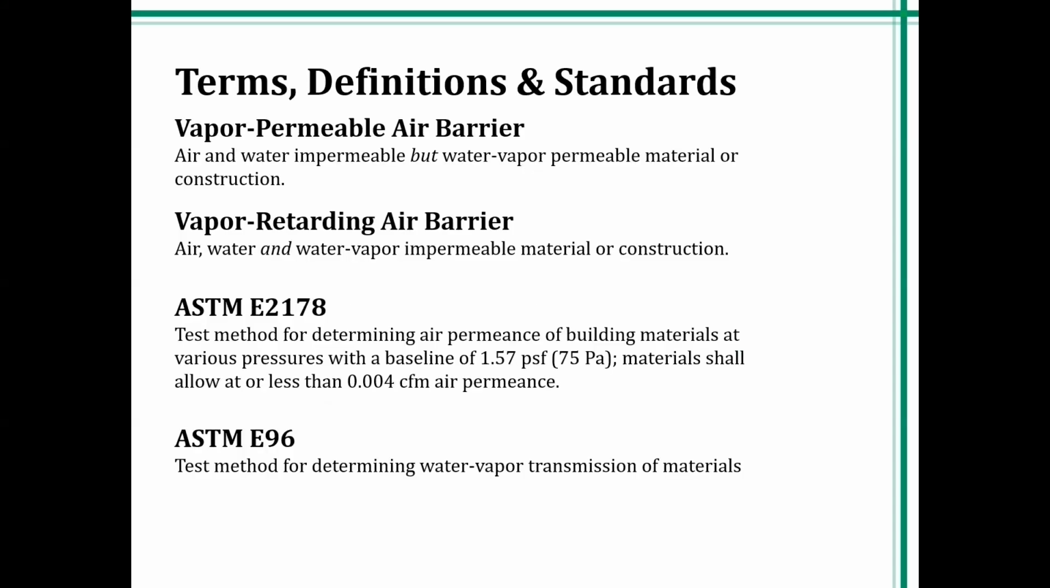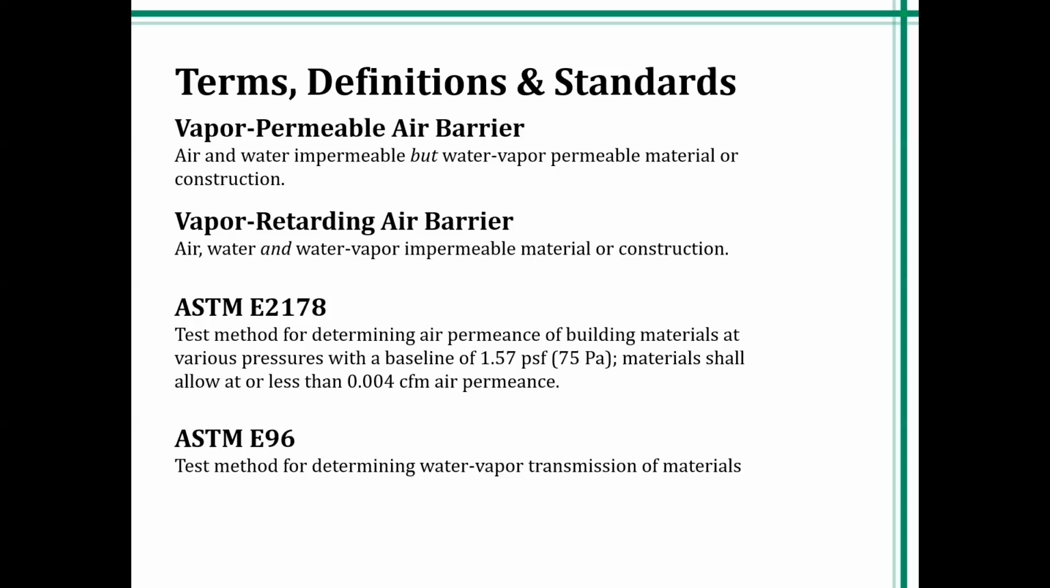So for terms and definitions, what is a vapor permeable air barrier? It's simply any material that's air and water impermeable, but water vapor permeable, meaning it's going to stop bulk water from getting in and air from getting through. Air barriers certainly are not waterproofing. They are not generally designed to tolerate hydrostatic head pressures. This is a sidebar, because occasionally we'll have some confusion on that subject.